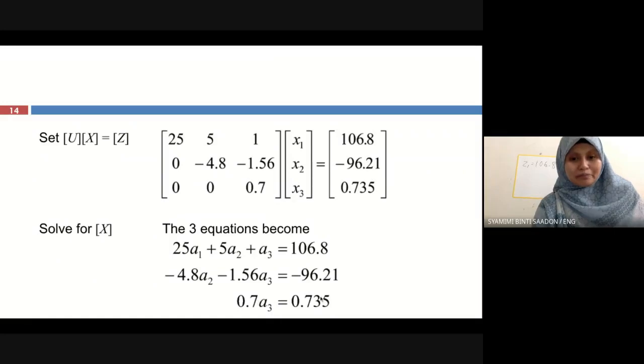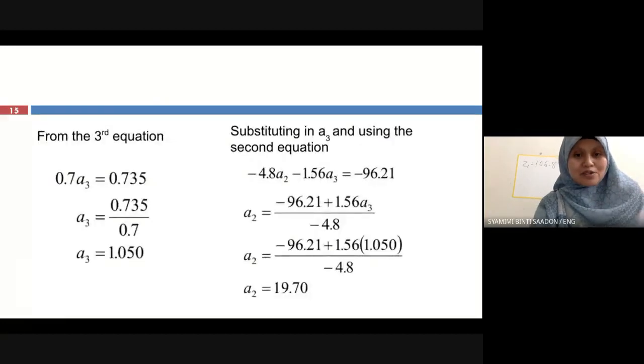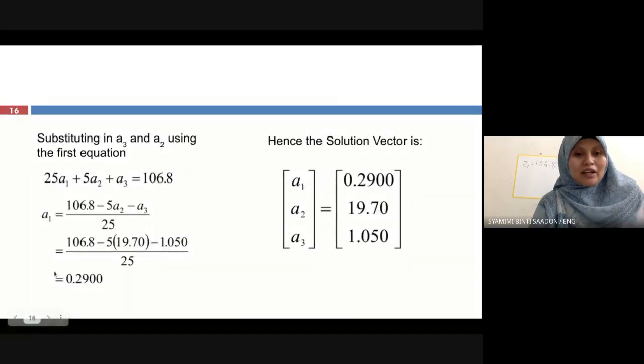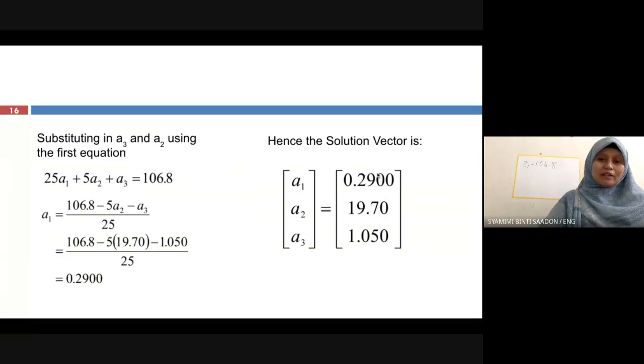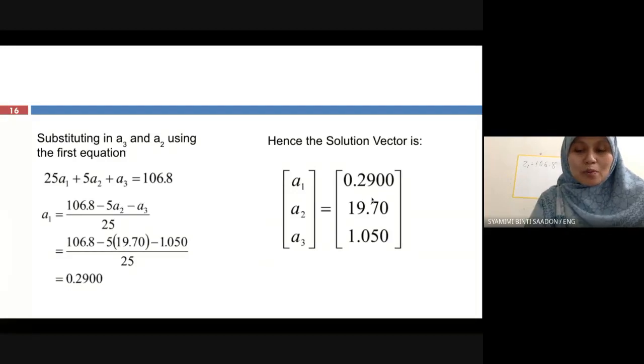So this is the answer of X3. We divide this one and replace X3 here, and then you get X2, and replace both of them in the first line, and you get X1 or A1. So this is the calculation. You get X3 is 1.05, X2 is 19.77, and X1 is 0.29. Hence the solution vector, the matrix X, is 0.29, 19.7, and 1.05.